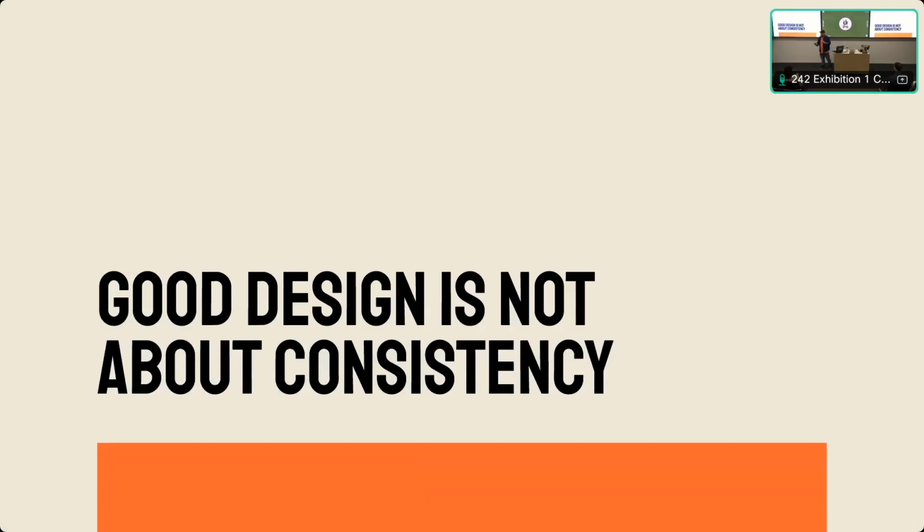Hopefully we'll get to consistency. Hopefully things are gonna look more familiar and they're gonna work better together. But in the end, that's not what we're trying to achieve. Good design is not about consistency. Or does everyone think good design is about consistency? Where do we learn that?